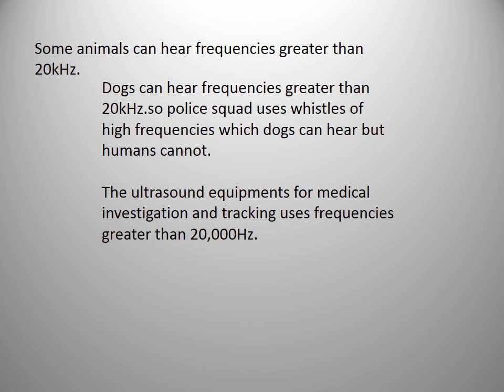Though human ears cannot hear the frequencies greater than 20 kHz, some animals can hear frequencies greater than 20 kHz. Dogs can hear frequencies greater than 20,000 Hz. So, the police uses whistles of high frequencies which dogs can hear but humans cannot. Then, many ultrasound equipments for medical investigation and tracking uses frequencies greater than 20,000 Hz.